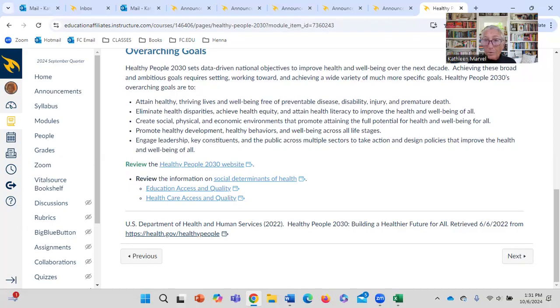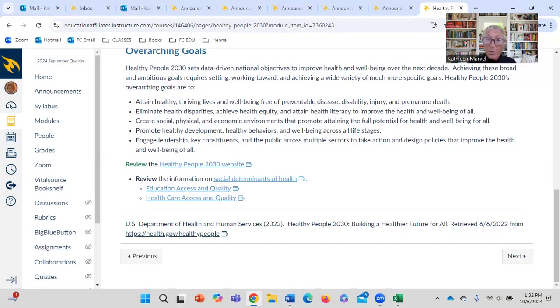Is there air pollution? Is the water safe? Language and literacy skills. What does that look like? Are there parts of the population that don't speak the primary language? What are the literacy skills? What are the education levels?